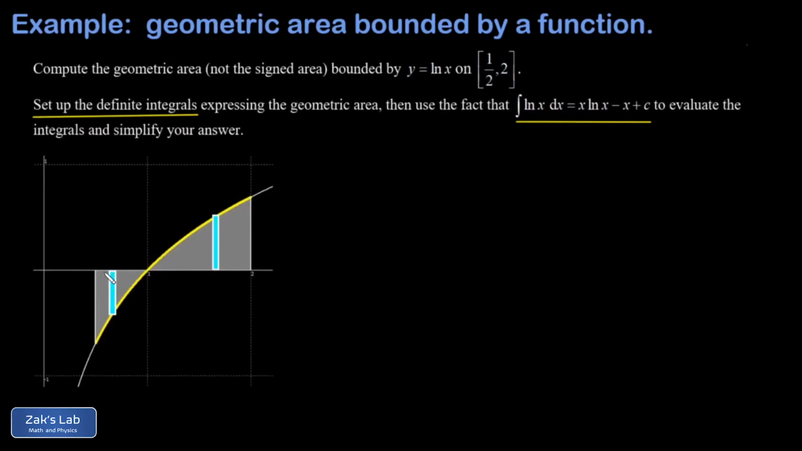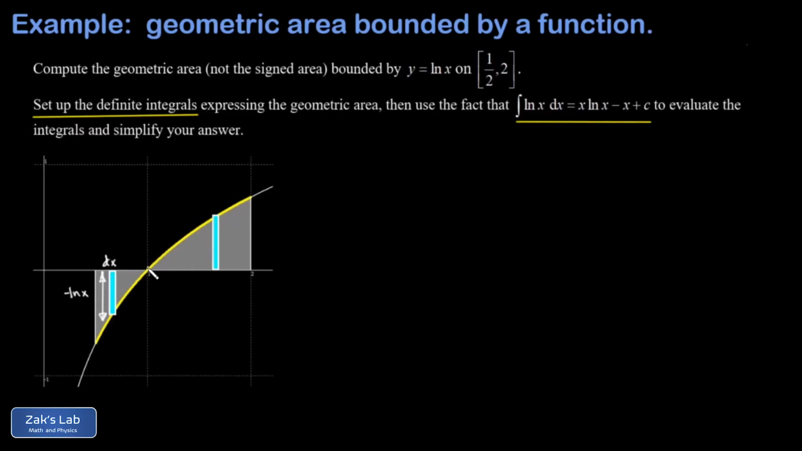So in the graph of the function, I've already put in the area elements. Thin rectangles here representing a small contribution to the total area. And the height of the rectangle in the left region must be a positive number if I'm going to contribute positive area. Since the natural log function is negative there, the height of that rectangle must be the negative of the natural log function. The width of that rectangle is dx as usual.